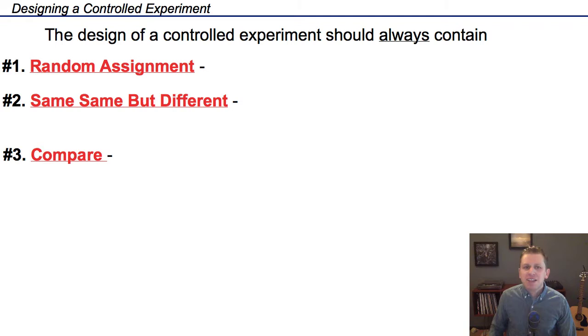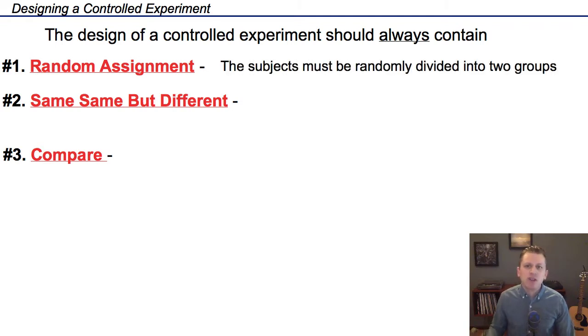When you're designing an experiment, you should always have three things. You should always have random assignment, which means we randomly put the subjects into two groups. In the Red Bull homework example, decide which students randomly will be placed in the group that gets Red Bull and which subjects will randomly be placed in the group that doesn't get Red Bull, but you do it randomly.